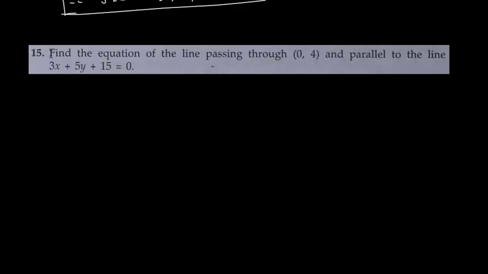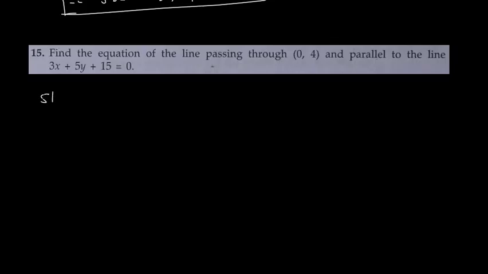Now the 15th problem is to find the equation of the line passing through this and parallel to this. Now you can solve this problem. As the required line is parallel to this line, the slope of the required line will be the same as the slope of this line, and it is passing through this point. So you can use the formula y minus y1 is equal to m into x minus x1, and thus you can get the answer. In short, I am doing it in short; you have to do it in detail.